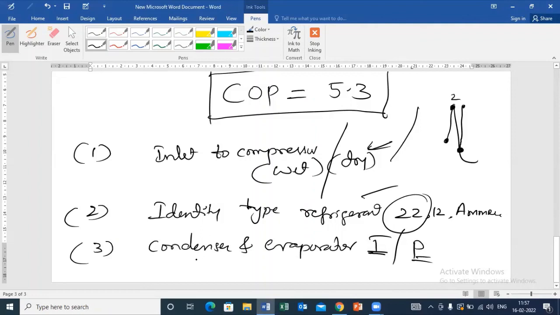Condenser temperature will always be greater than evaporator temperature. In the given numerical demo, I have taken minus 10 degrees Celsius as evaporator and 30 degrees Celsius as condenser. Once you note down the values, write the formula of COP and substitute into the equation. These are the simple steps.